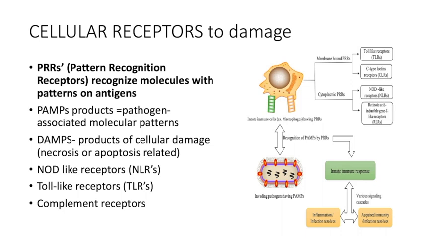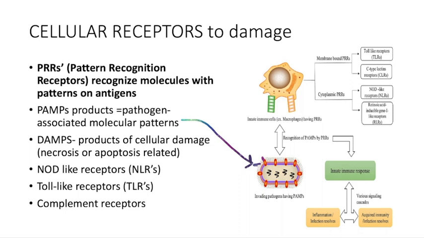When we're talking about sensors of cell damage, we refer to them as DAMPs, so products of cellular damage, necrosis or apoptosis related. When we're talking about pathogen-associated molecular patterns, we're talking about PAMPs. The PAMPs, there are certain items that are on viruses, bacteria, fungi. Any of those foreign invaders may have glucans, lectin, mannose. They may have something on their cell surface that is on the pathogen only, and the cell receptors are able to sense that.